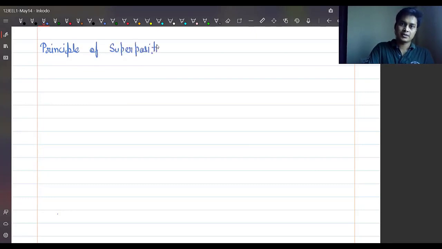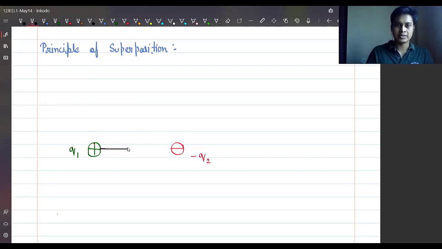To understand this effect, we'll take an example. Suppose there is a positive charge, call it Q1, and there is a negative charge, call it minus Q2. If I study the force on this positive charge, we know that this positive charge will be attracted towards this negative charge, or this negative charge would be attracting this positive charge. Okay, we are studying the force on this charge only.